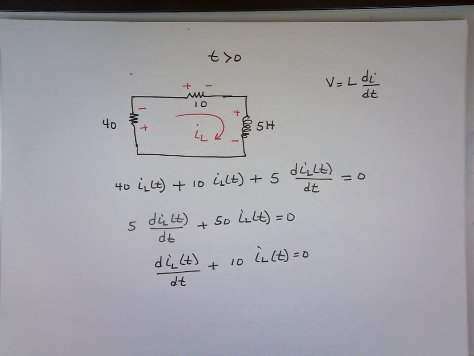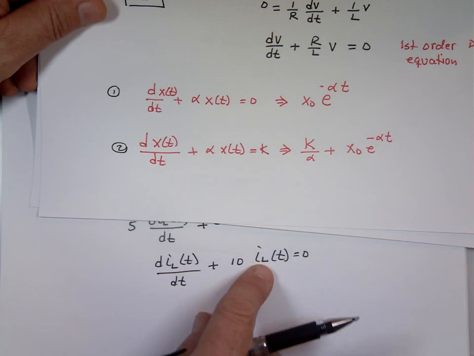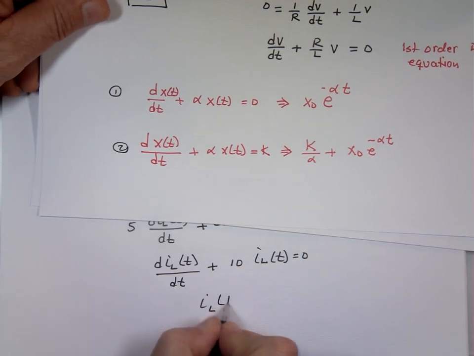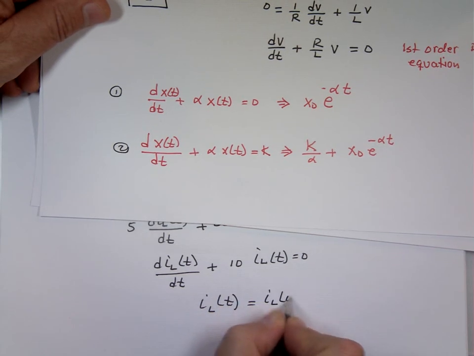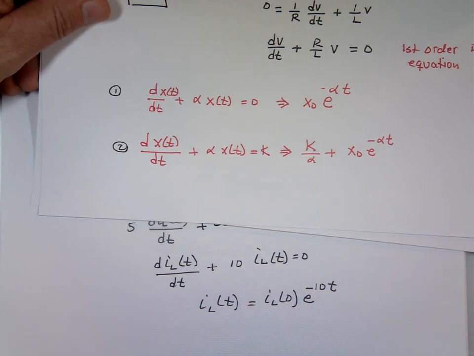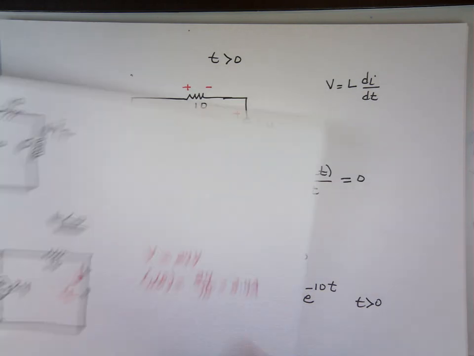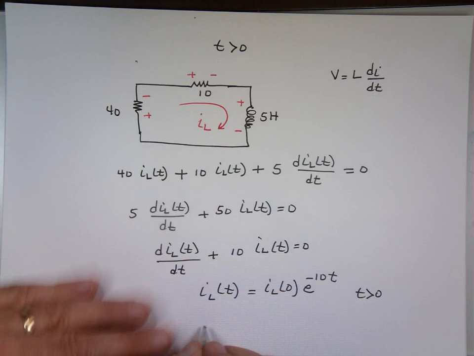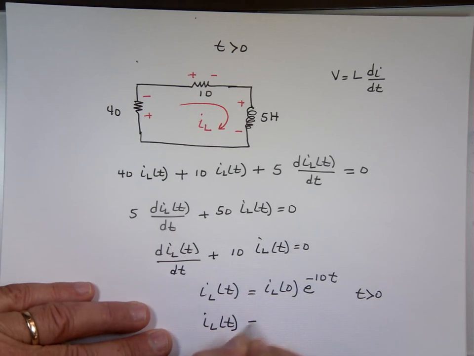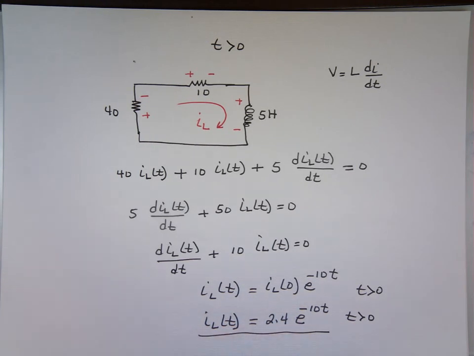Again, that fits that equation we mentioned earlier. If you have a differential equation that looks like this, and that's what we have, your answer is going to be based on the initial condition. So I sub L as a function of time is going to be I sub L at 0 times e to the power of negative 10t. What was my initial condition for the current? 2.4. So I sub L equals 2.4 e to the power of negative 10t for t greater than 0. That is the current as a function of time.